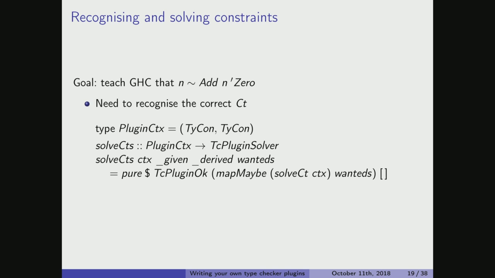So we need to take this context, and then we get these 3 sets of constraints. We have to fish out the one that we care about and show that this constraint can be discharged, and that we can assume it to be satisfied. So that's what this solve constraints function that we wrote does. It just looks at all the wanted constraints, and then it tries to recognize this constraint that we will see on the next slide.